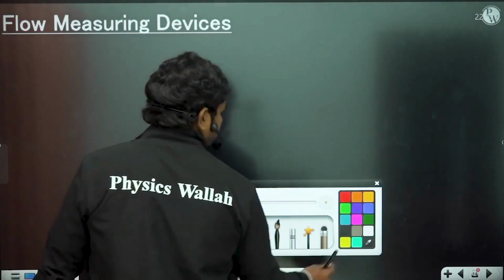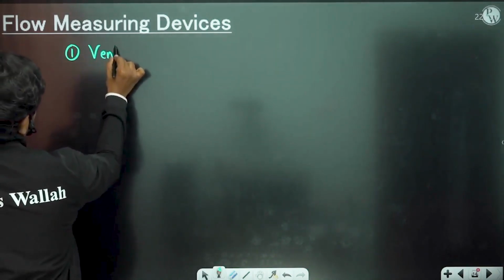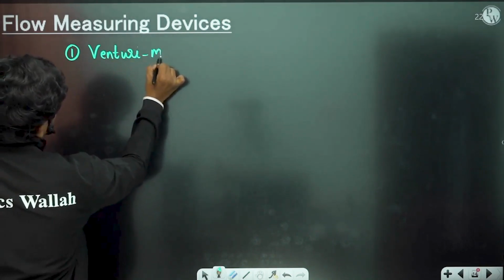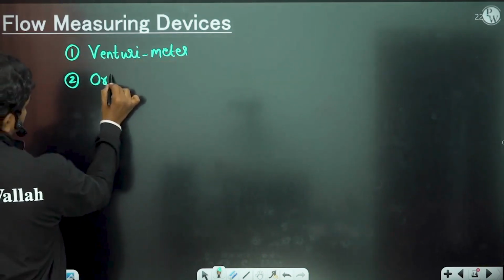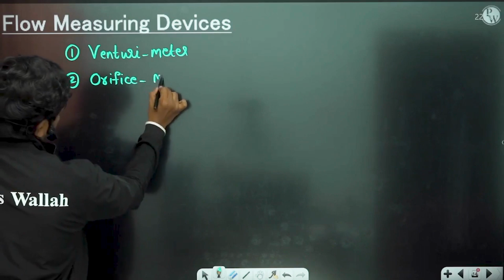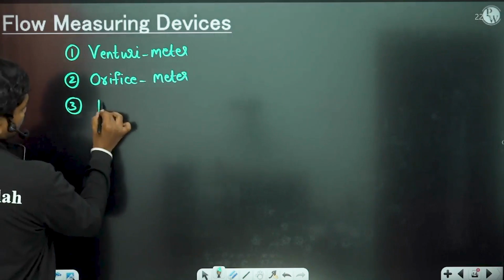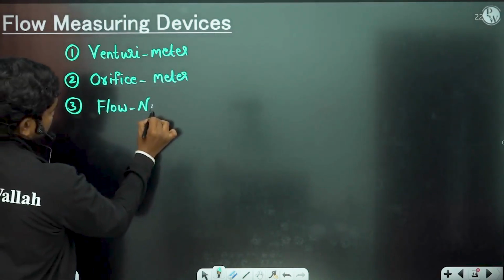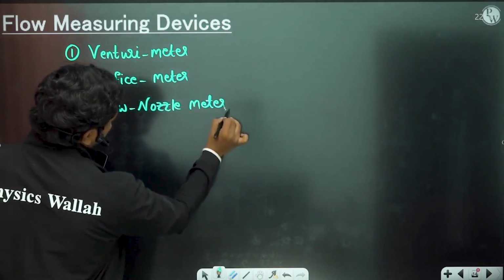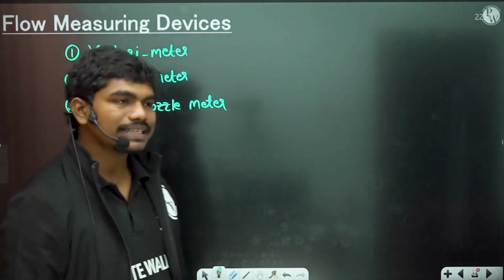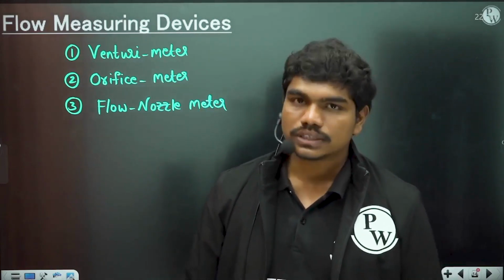The first three devices that we are going to look at are the Venturi meter, which is one very famous device, second, the orifice meter, and third, the flow nozzle meter, for which we don't do much analysis, I will just show you how the meter looks. So let us see what these meters are and how we can get the discharge based on these meters.